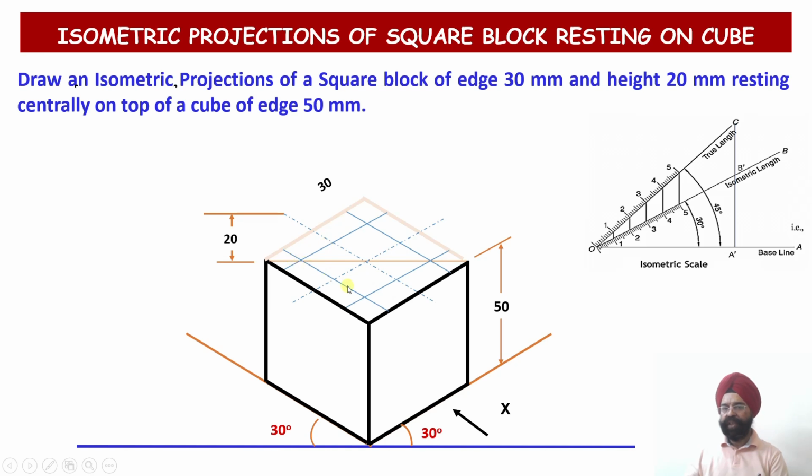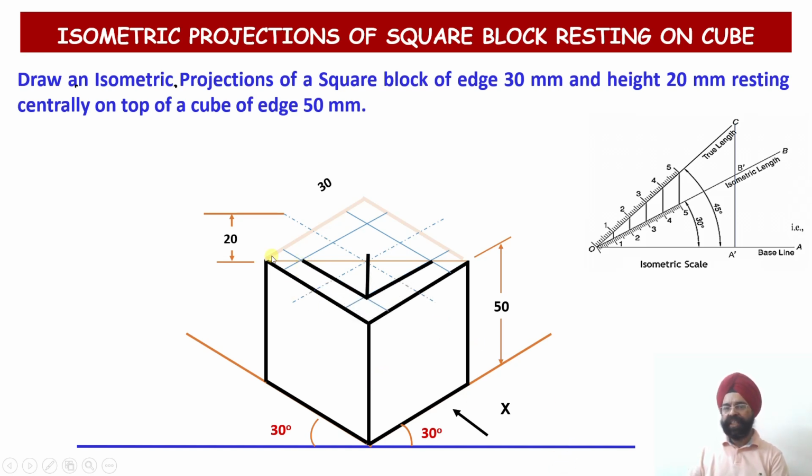This is the base of the square block, and just like in the case of cube, what I will be doing? I will be joining this dark 30 millimeter. I will be joining this dark 30 millimeter. Then the height I will be taking as 20 millimeter. Height of the square block is given to me as 20 millimeter. So now I am going to start with the construction of a square block.